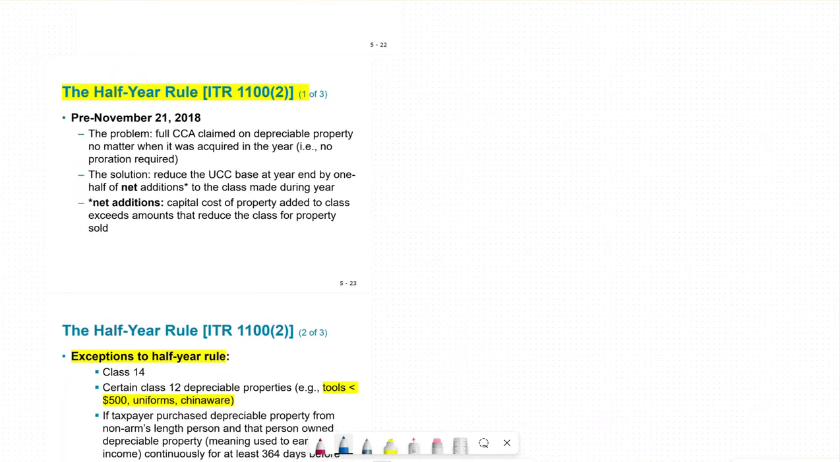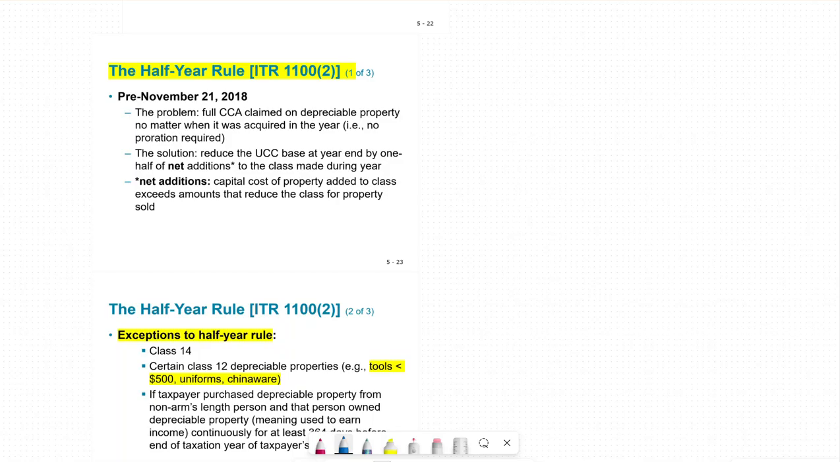Now, when we think of the half-year rule before 2018, we say pre November 21st, 2018, full CCA was claimed on depreciable property no matter when it was acquired in the year. So it doesn't matter when it was acquired in the year. So the half-year rule was applied. In order to fix the problem, the solution is to reduce the UCC base at the end of the year by one half of the net addition.